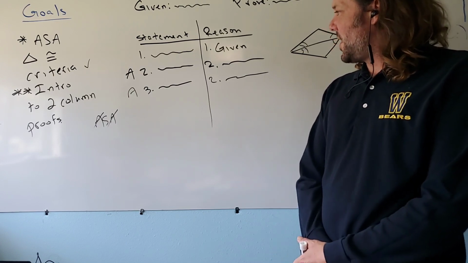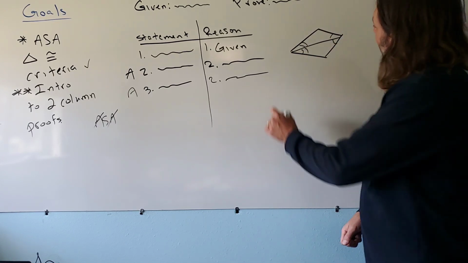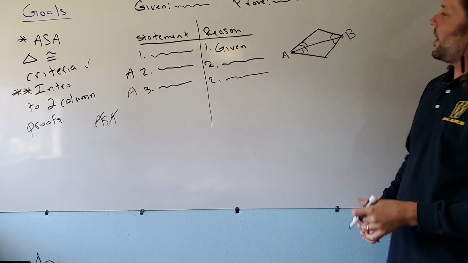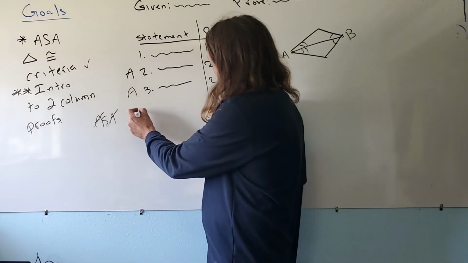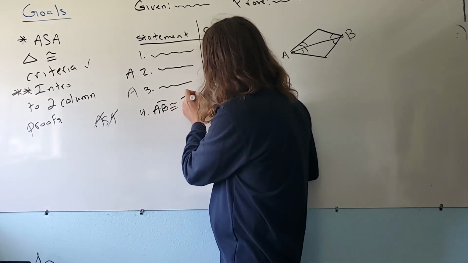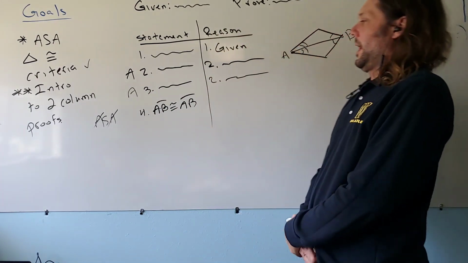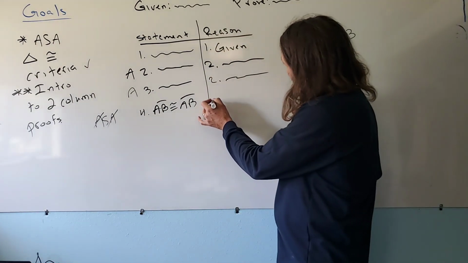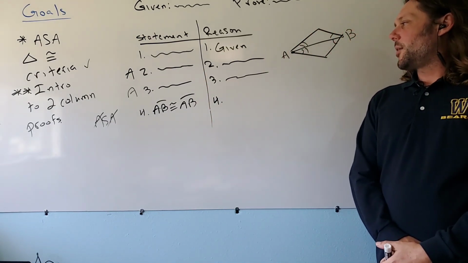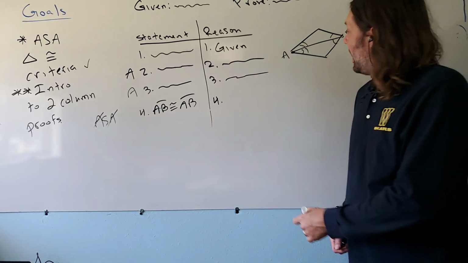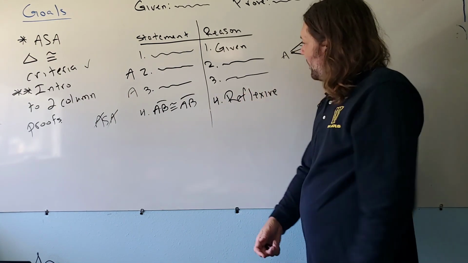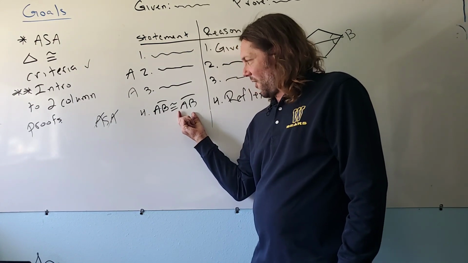Now I need to make a claim about the side, and I'm actually going to do a specific example. If I was to say that this side here had endpoints A and B, I could say the statement that AB is congruent to side AB, and the reason I can say this is that there's this idea in arguments called the reflexive property. The reflexive property literally means that something is the same as itself.